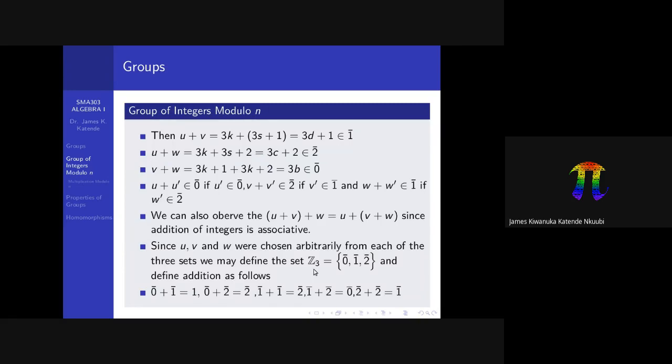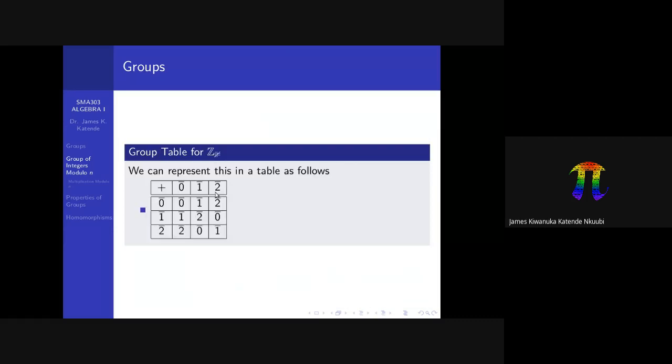I think we had defined it here, so it should be Z3. We've seen that we can define addition on it. This set will form a group under addition, where the elements are bar 0, bar 1, and bar 2. This is what we call the group of integers modulo n. This addition is called addition modulo 3, because we are adding modulo 3.